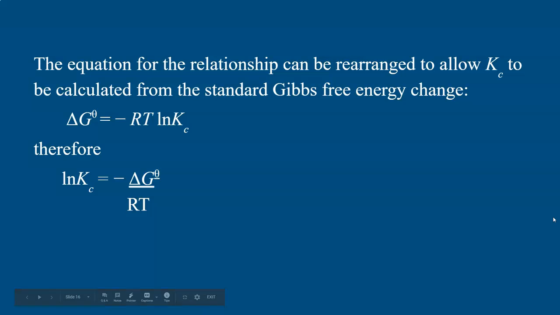So what sort of things do we have to do with the equation? By the way, the equation is given in your data book. Well, the most likely thing is that you'll have to calculate natural log of Kc, or therefore Kc, from delta G. Or I suppose vice versa, but then that's easy peasy, just plug it into the formula. So there's the rearranged version of the formula.